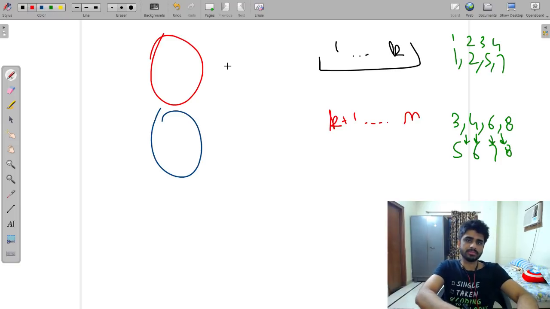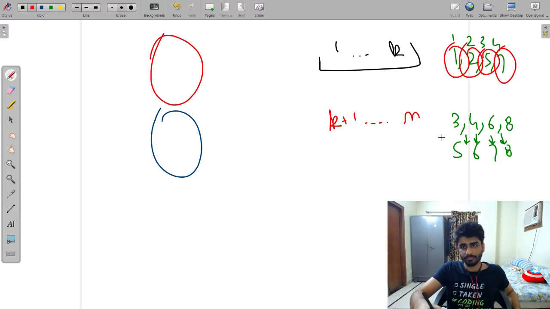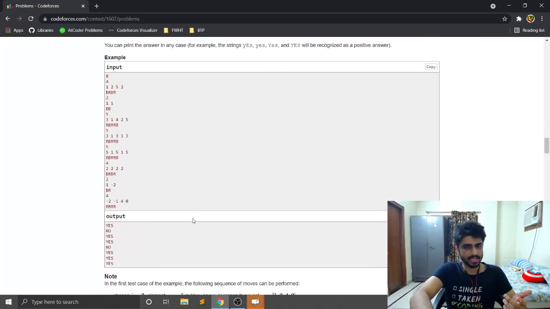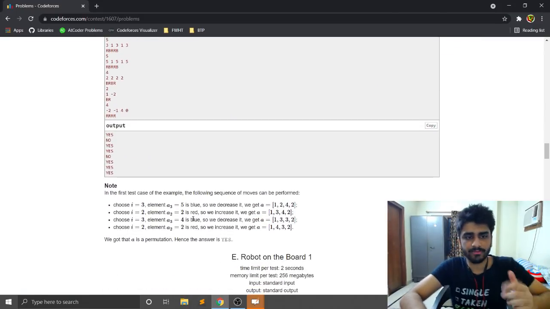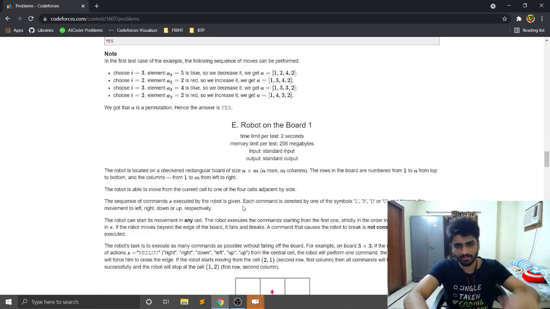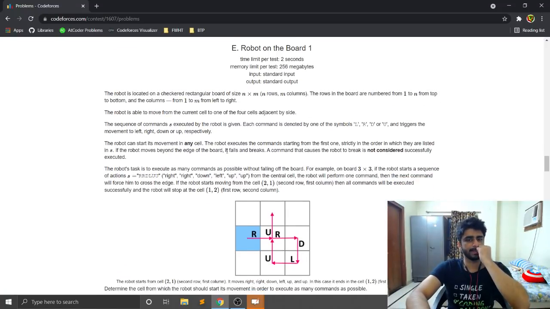To make that possible, all we have to check is that the first element should be greater or equal to 1, the second element greater or equal to 2, the third greater or equal to 3, and the fourth greater or equal to 4. And for the red ones, the first element should be smaller or equal to 5, then smaller or equal to 6, 7, and 8. If all of these hold true, then it can be done and the answer will be yes, and otherwise the answer will be no. Since we don't have to print the exact way in which we get the solution, just yes and no is fine.